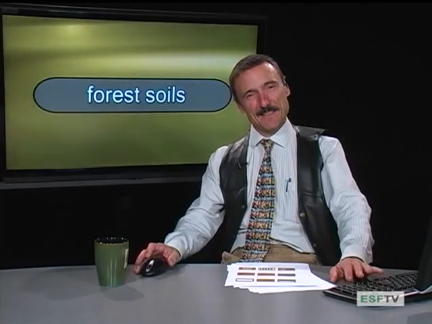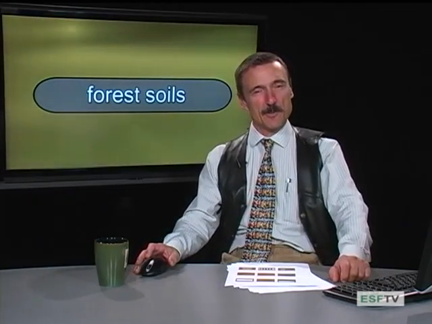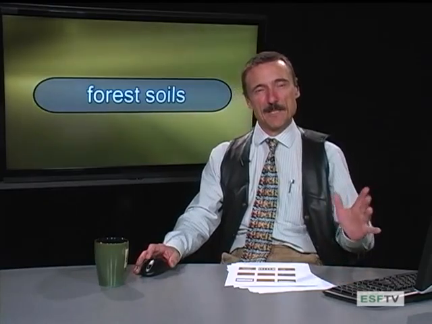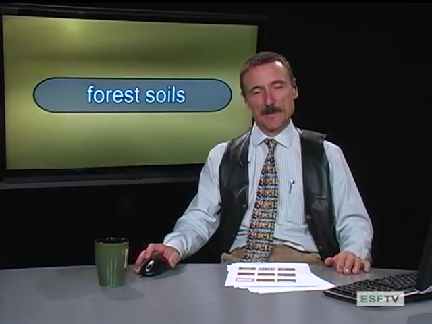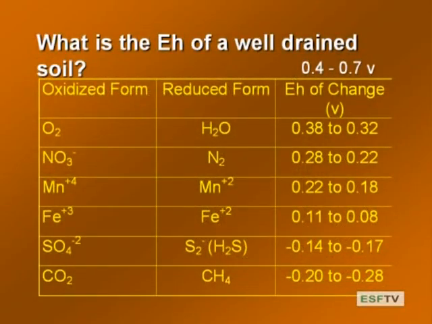If you think about it, it's somewhere in the range of 0.4 to 0.7. Why do I say a well-drained soil EH is somewhere between 0.4 and 0.7? Look at what happens with oxygen. Oxygen is reduced to water in the range of 0.38 to 0.32. Above 0.38, there's plenty of oxygen around. But as you dip below 0.4, oxygen is being reduced to water, and that's where we start to see the depletion of oxygen.